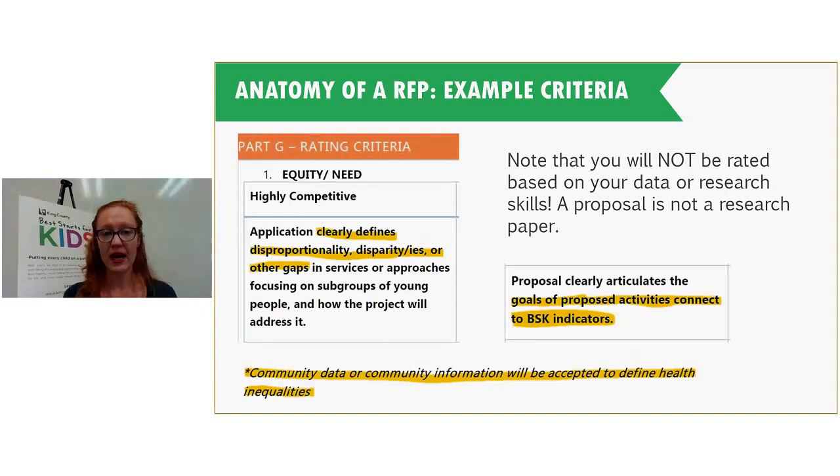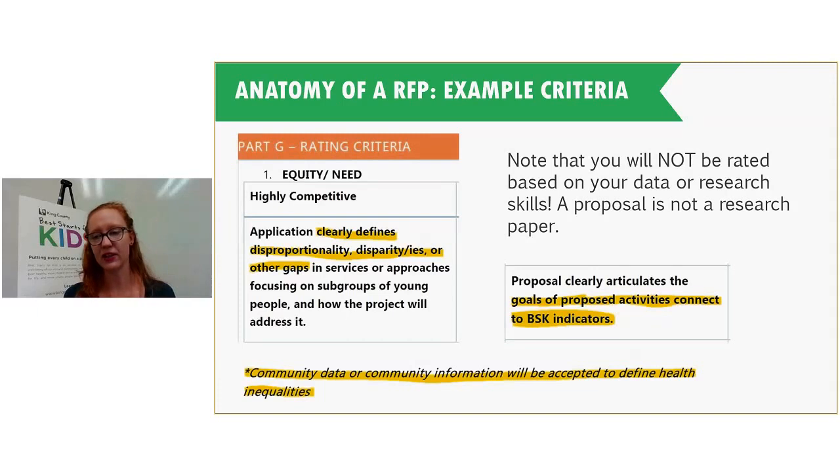So one thing that I want to highlight is that equity and need is front and center for what responses to this RFP will be rated based on. And that's one opportunity where you might want to use data to demonstrate in your proposal how it responds to that criteria. Another one from this example is proposals would be rated based on how clearly they connect to the BSK indicators. You might see something like this in your RFP that you're looking at.